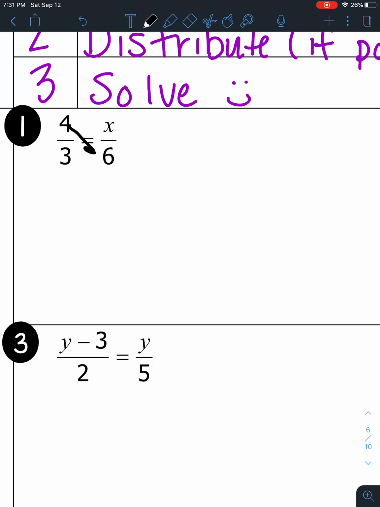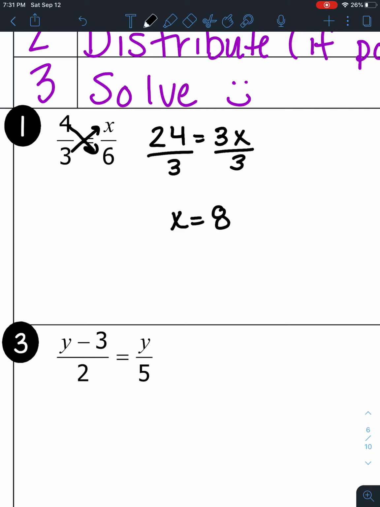So I'm going to do 4 times 6, that's 24. And then 3 times x is just 3x. Again, just solve like you normally would. So x is already by itself, so I'm going to divide by 3, which gives me a final answer of x equals 8.